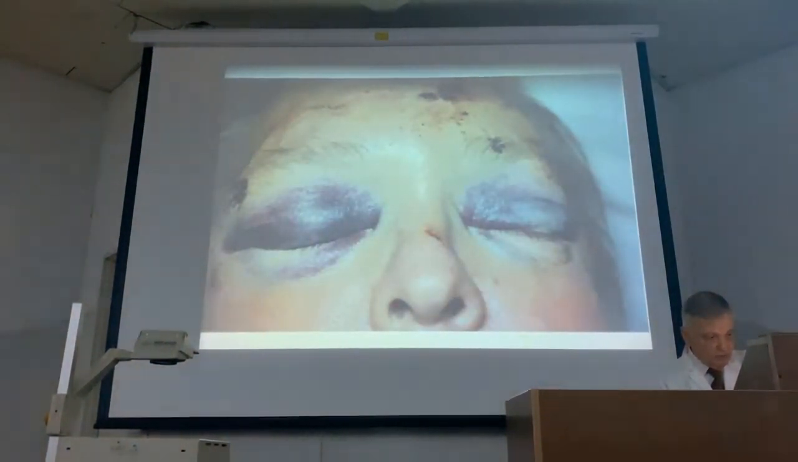This is a case of trauma to the scalp, but the blood which collected in the scalp after a few days went down to the upper eyelid. So the problem here is trauma to the scalp, but then the upper eyelid became a site of collection of blood.